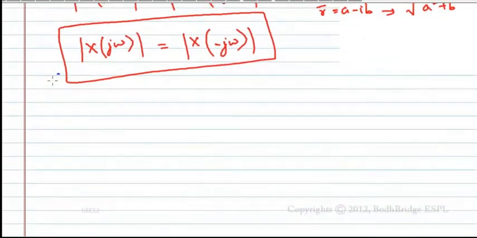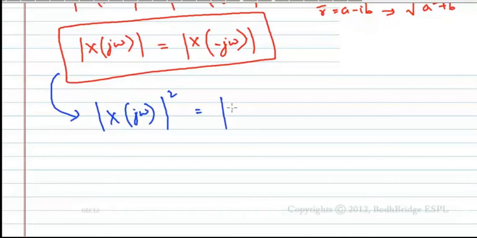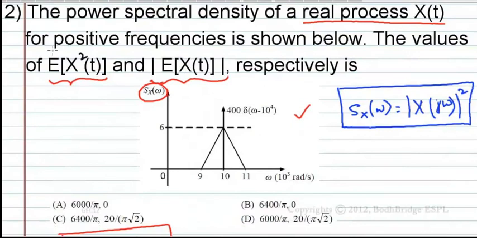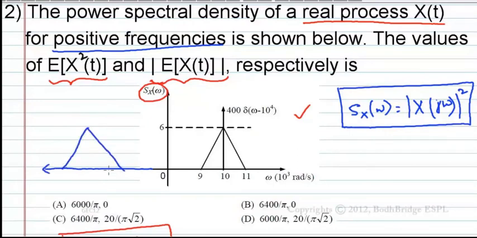Therefore, what is the power spectral density? Mod x of j omega whole square is nothing but mod x of minus j omega whole square. Means whatever is present on the right side will be present on the left side. Therefore, he gave only for positive frequencies. For the negative frequencies, why did he not give? Because it looks exactly the same way. That is exactly the mirror image because it is symmetric.